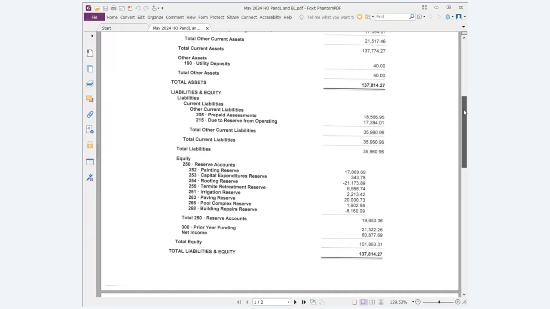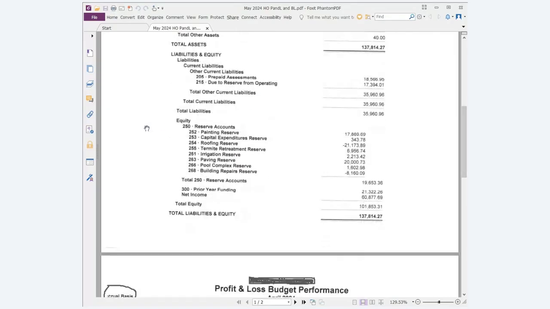Let's move into liabilities, and again, current liabilities. So here's your prepaid assessments, and what this would be is some people might pay annually, quarterly, and so on and so forth. So they've paid, and we've received the money. The money's been received by the HOA, but it hasn't been earned by the HOA yet. So these would be considered prepaid assessments. That's why they're a liability, because that hasn't been earned yet.